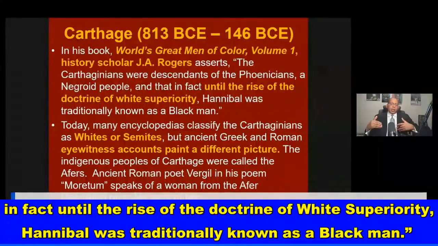And Carthage is one of those African empires that Europeans tried to claim as their own. No, these were Black African people. These are descendants of the Phoenicians. So J.A. Rogers in World's Great Men of Color, Volume 1, said that the Carthaginians were descendants of the Phoenicians, a Negroid people, and that, in fact, until the rise of the doctrine of white superiority, Hannibal Barca was traditionally known as a Black man.